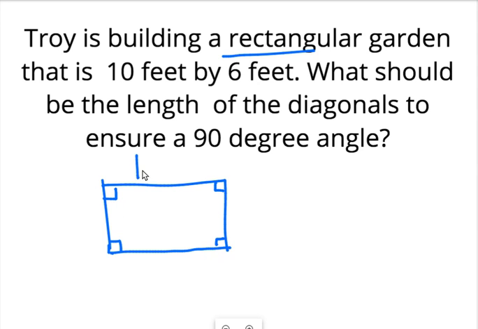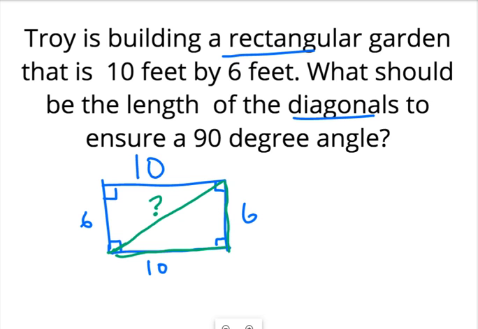Now this rectangle is 10 feet by 6 feet. The other thing I know is that our opposite sides here would be equal, right? Then it says, what should the length of the diagonals be to ensure a 90-degree angle? So diagonals, just a diagonal line goes from one corner to the other corner. It doesn't matter which side you start at and go to, but if I draw a diagonal, do you see how it creates a right triangle here? And it also creates a right triangle on my other side. So what we want to know is what would the length of the diagonals be? So this piece is what we're looking for.